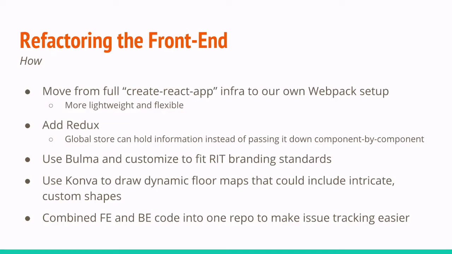So in implementation details, the refactor included moving from Create React App's built-in Webpack setup to our own custom Webpack setup. That gives us some easy things for free, like the ability to build SCSS, which enabled us to patch a Bulma front end to give us a look and feel that matches RIT's new branding. We also added Redux, so we have a global store that makes our front end state management a little bit easier to work with. And we combined the front end and back end code into a singular repository. That gives us a single source of truth for issues and for documentation, and gives us traceability from those issues to their implementation.